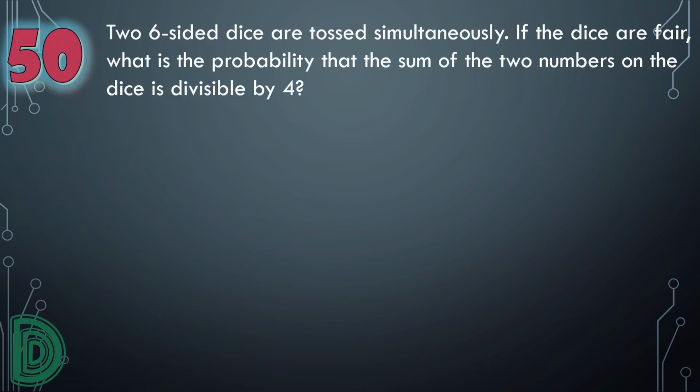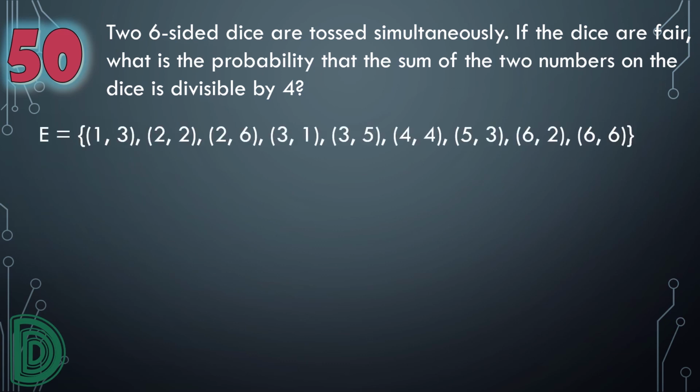50. Two six-sided dice are tossed simultaneously. If the dice are fair, what is the probability that the sum of the two numbers on the dice is divisible by 4? Let E be the event that the sum of the two numbers on the dice is divisible by 4. The sum is divisible by 4 if the sum of the two numbers on the dice are 4, 8, or 12.